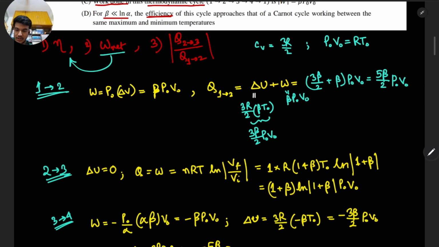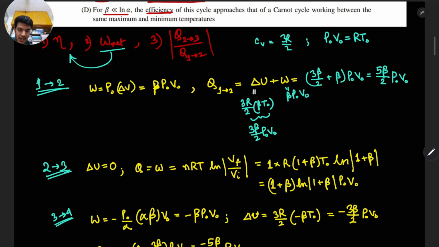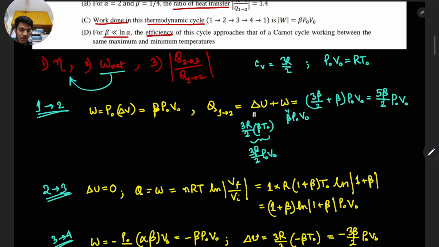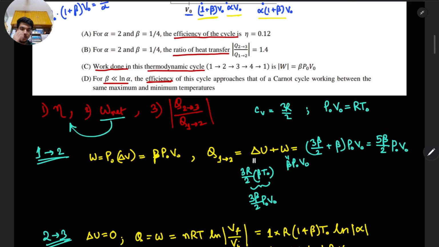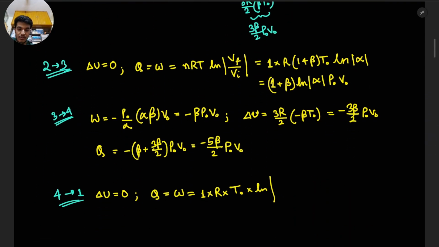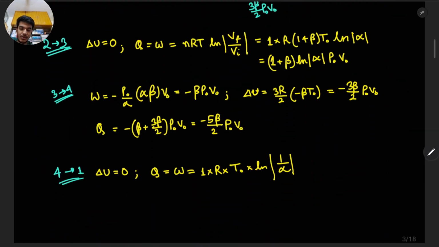Okay, probably I've made a mistake here. In step 2 to 3, Vf by Vi: Vf was alpha into 1 plus beta V naught and Vi was 1 plus beta into V naught. So it is not 1 plus beta, it should be alpha. Sorry, I have made a mistake, guys. Please change it. This is ln alpha, P naught V naught. I hope you can understand. You can check the graph and solve it yourself. You will see that it would be wrong. So this is 1 by alpha. Similarly, you can see after dividing the final and initial volumes.